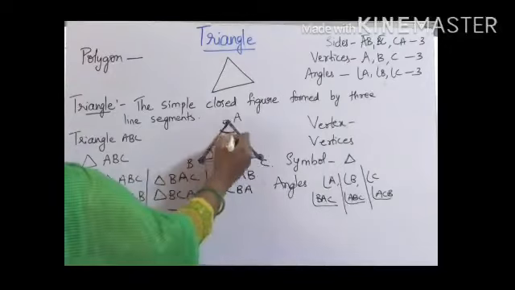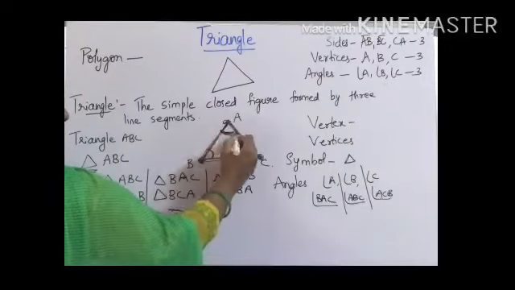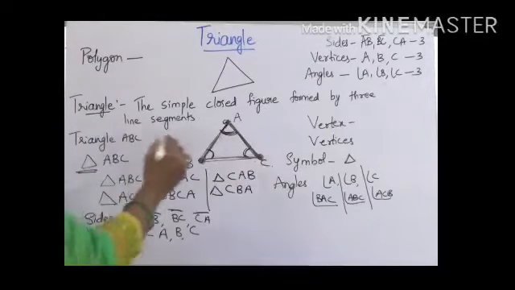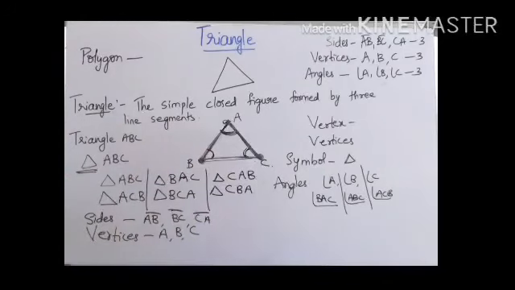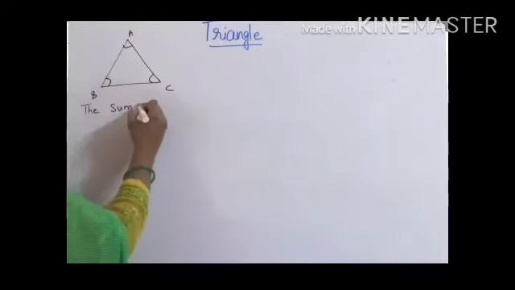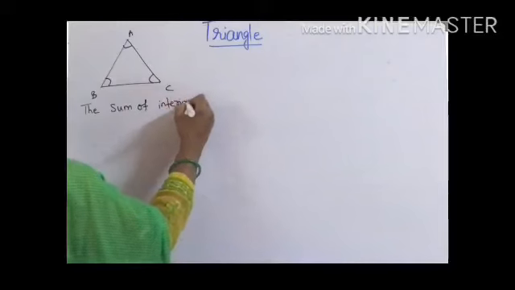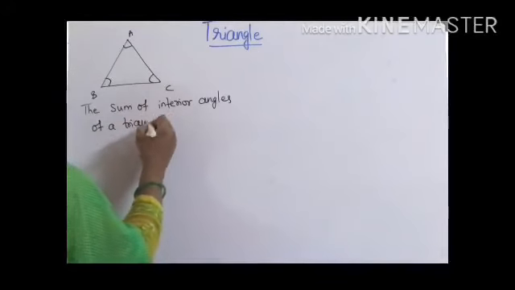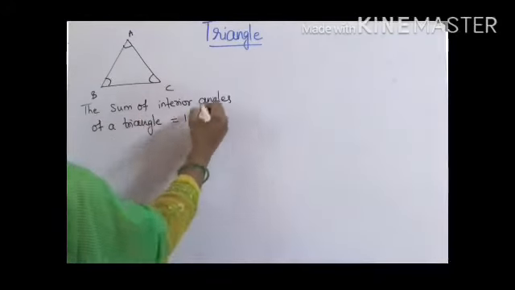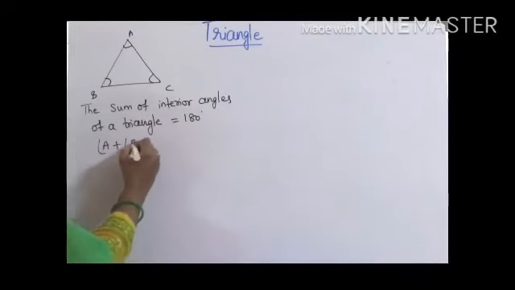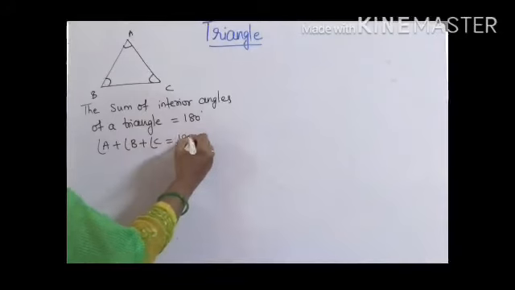Next, when you add these 3 angles, these are interior, isn't it? The inside region. So the sum of the interior angles of a triangle is how much? When you add the 3 angles, compulsorily you need to get 180. The sum of interior angles of a triangle equals 180 degrees. It should not be less than 180 and it should not be greater than 180. Okay, exactly 180. That is angle A plus angle B plus angle C, you should get 180 degrees.